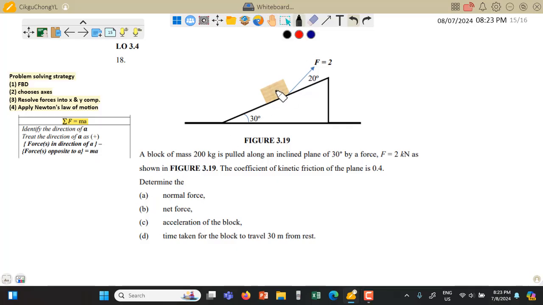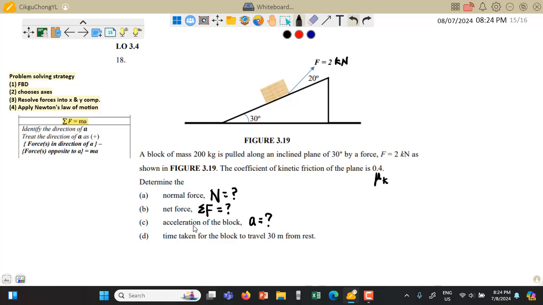So we are given a block of mass 200 kg being pulled along an inclined plane of 30 degrees by a force of 2 kilonewton acting at an angle of 20 degrees from the inclined plane. Given the coefficient of kinetic friction, mu k, is 0.4, we are going to determine the normal force N, then the net force, the summation of force, and then the acceleration of the block.